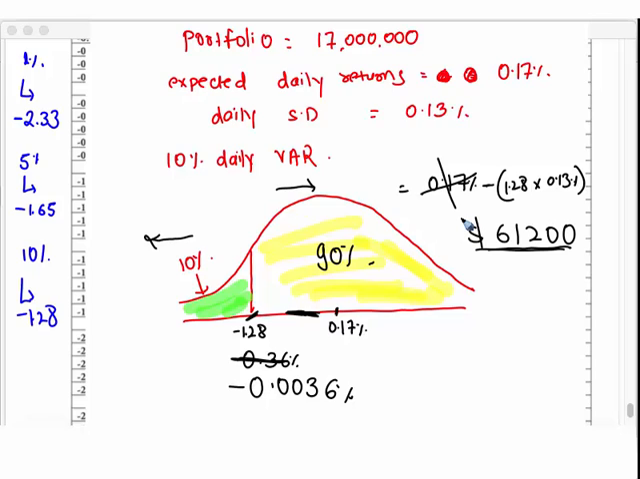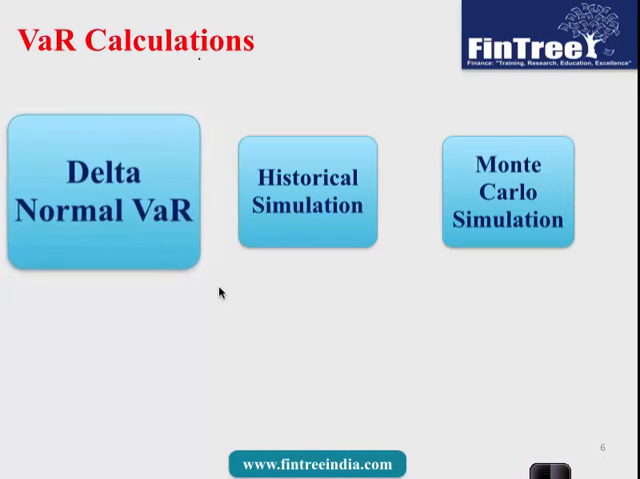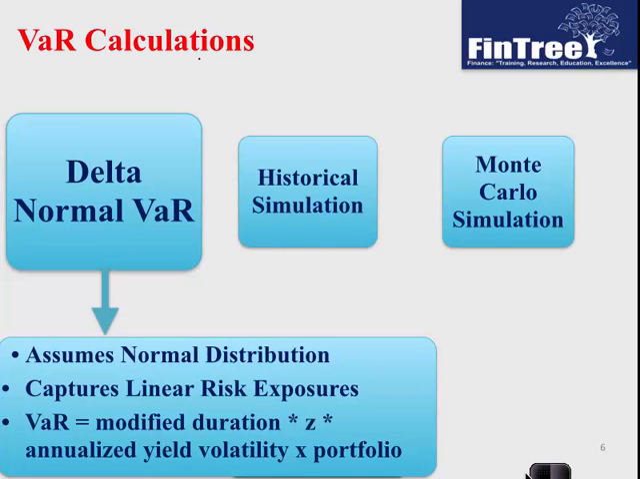Value of asset will follow a log normal distribution. The returns on the asset will follow a normal distribution. Value of asset cannot be less than 0. Right? So asset follows log normal. The percentage return follows normal distribution. We would first look at delta normal VaR. What I want you to remember here is, of course, most important, it assumes normal distribution. Second, it captures only the linear risk exposures.